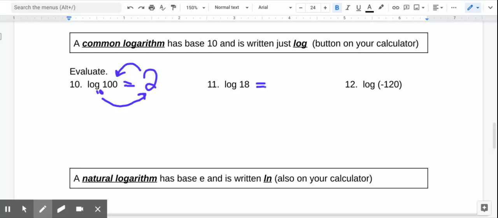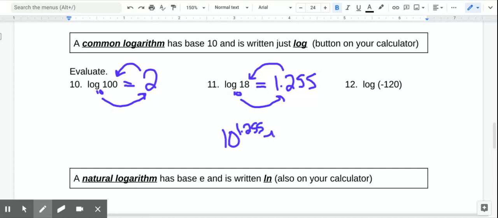Okay, now grab your calculator. You're going to type log 18. And your calculator should tell you 1.255. It's kind of a crazy decimal. What that means is 10 to the 1.255 power is about 18. Now, it's not going to be exact because we rounded this, but you can check it. If you do 10 to the 1.255 power, it's going to give you a number that's real close to 18.